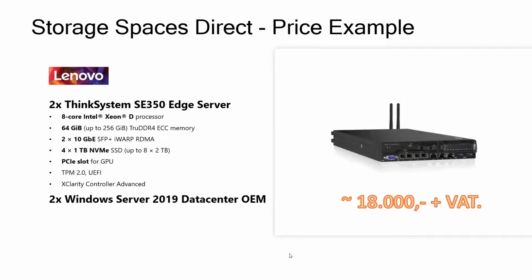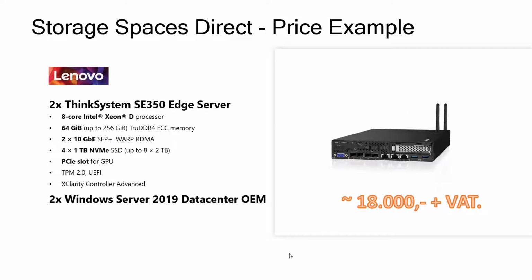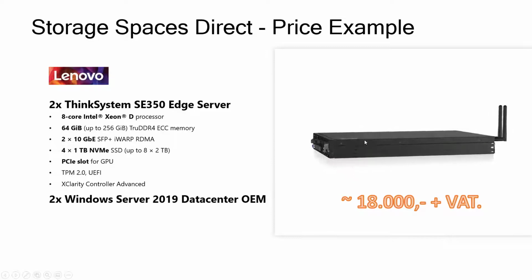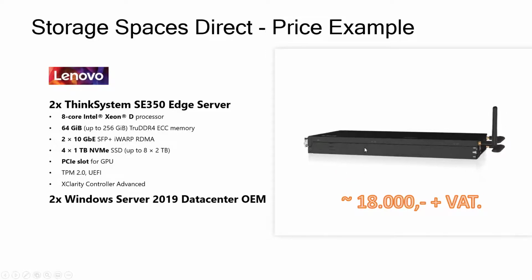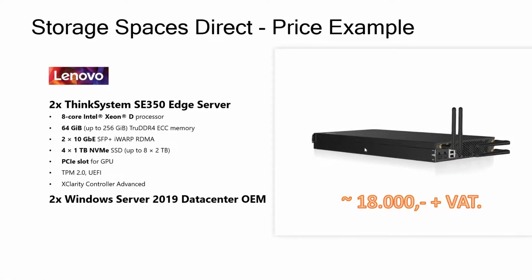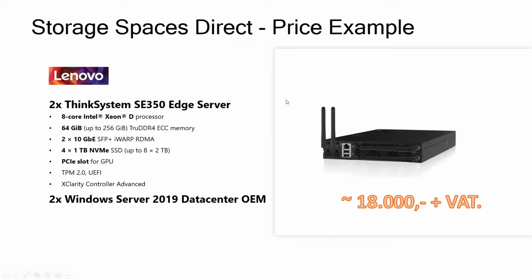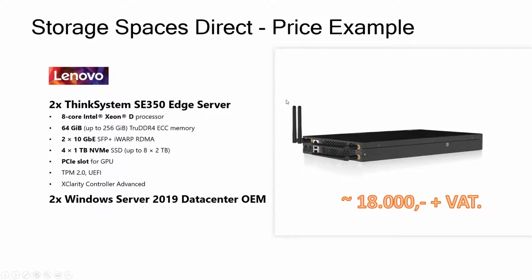So here I have some examples for Storage Spaces Direct pricing, including the hardware. I know these are very nice Lenovo machines. Now they are called MX1021. Very nice machines. Cosmos Darwin had them on stage and showed them.